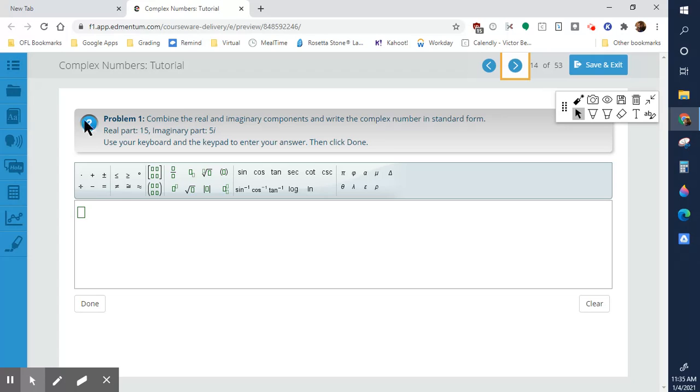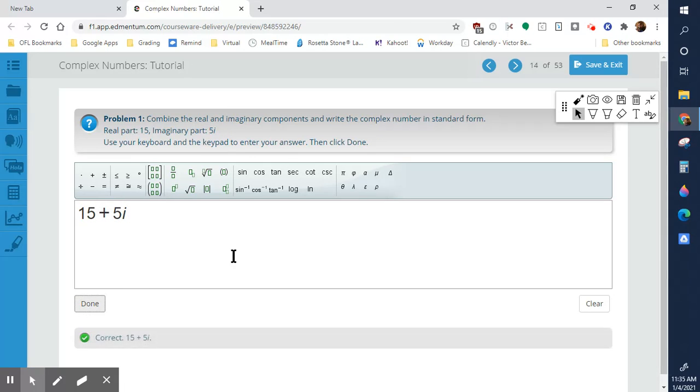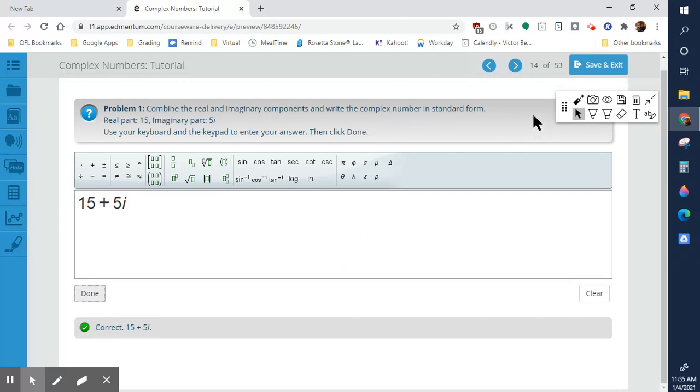All right. So in this problem, combine the real and imaginary components and write the complex number in standard form. This 15 is the real, and 5i is the imaginary. So all we're going to do here is 15 plus 5i. And that's all we have to do. So just remember that our real number always leads, and then our bi is going to be the next part.